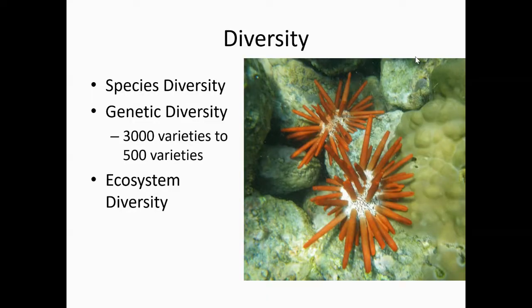When we talk about biodiversity, it's good on the AP exam to first of all specify diversity. If you're talking about species diversity, which is the number of species, genetic diversity. For example, we've gone from about 3,000 varieties of tomatoes to about 500 varieties of tomatoes because of reduced genetic diversity, as well as ecosystem diversity. Humans have a tendency to turn everything into grassy lawns or palm tree plantations lately. So specify what type of diversity.